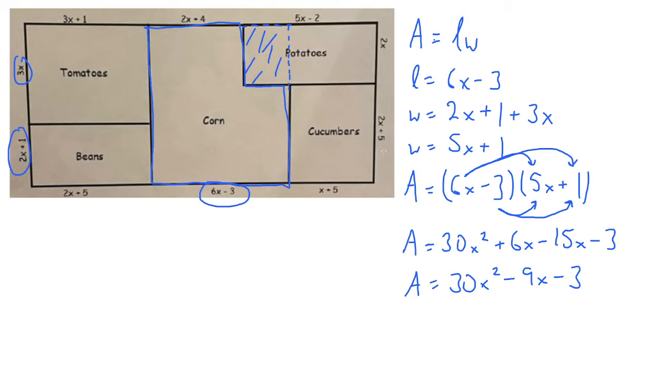Now, this is the area of the big rectangle, the overall rectangle. It's not our final answer here. What we still got to do is find out this little rectangle inside of it, and then we need to subtract it from this area right here. So I need to figure out what the dimensions of this are. Well, I see that one of the dimensions is going to be the width of the potato field, which is 2x units long.